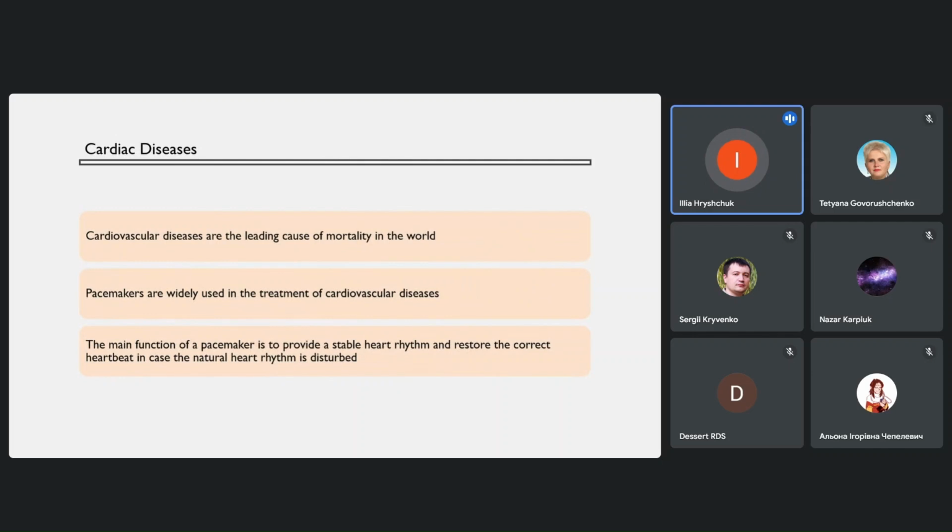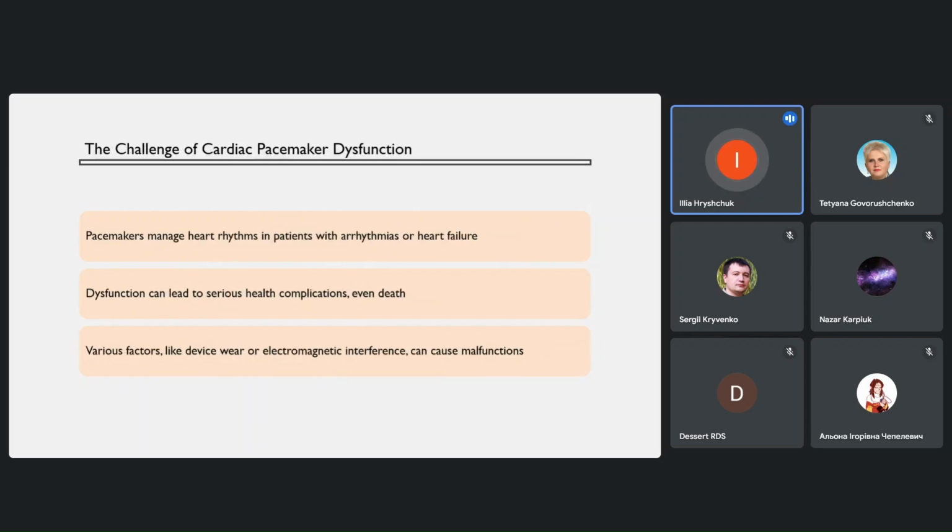Cardiac diseases are the most spread reason of mortality in the world. For example, in Ukraine, the mortality caused by cardiac diseases is 64%. In modern clinical practice, the main method of treating patients with cardiac diseases is pacemakers. The main function of a pacemaker is to provide a stable heart rhythm and restore the correct heartbeat. For lots of patients with heart problems, a pacemaker is a life-saving device. The correctness of its operation is extremely important.